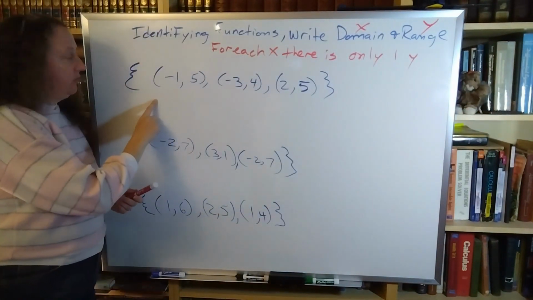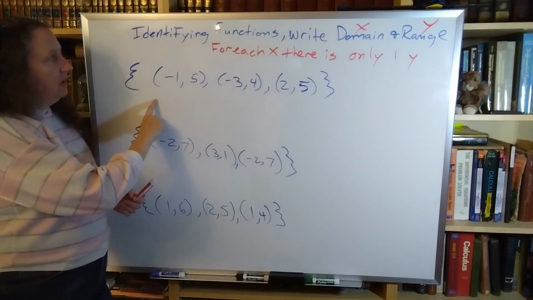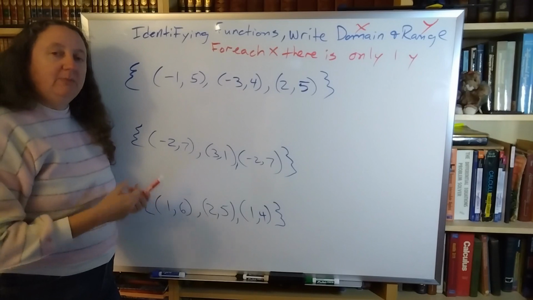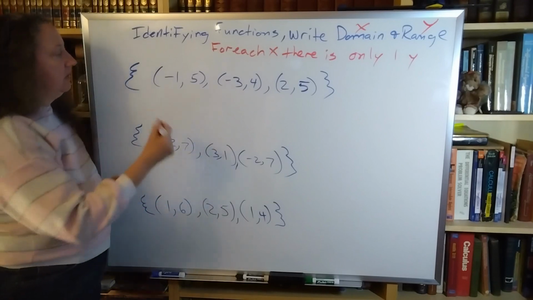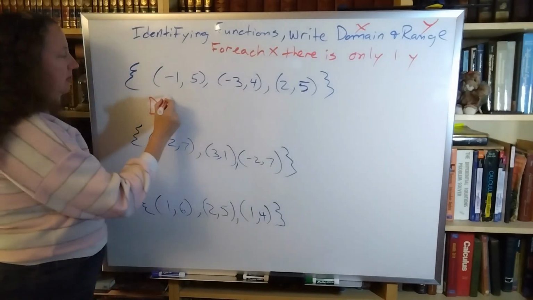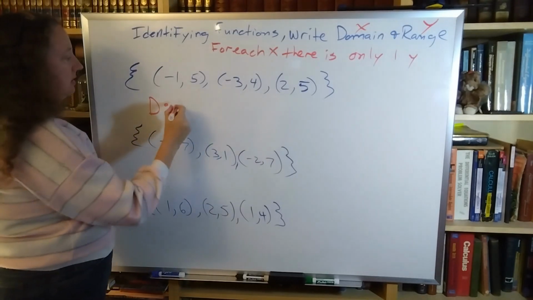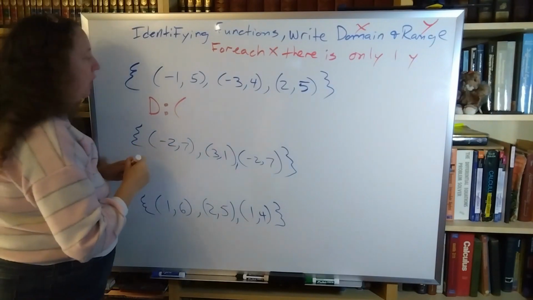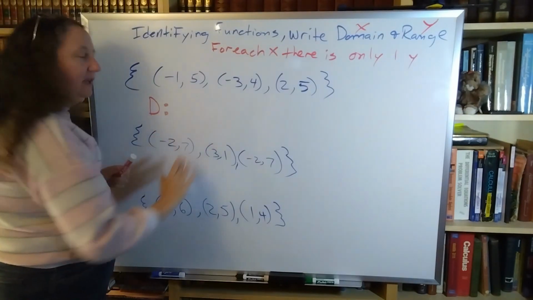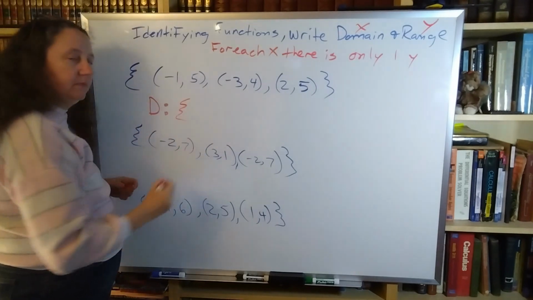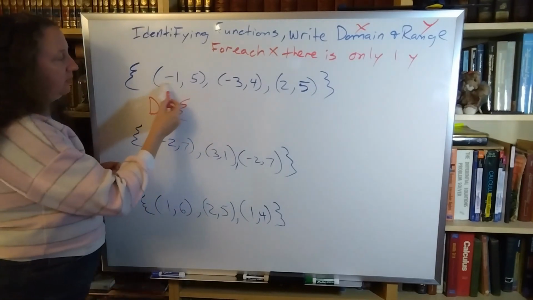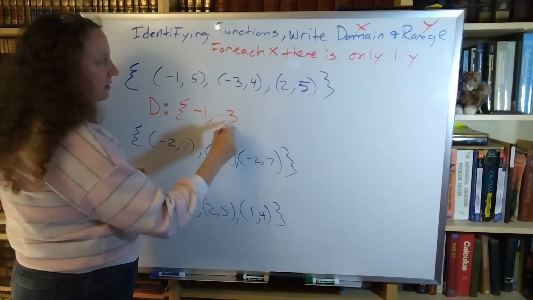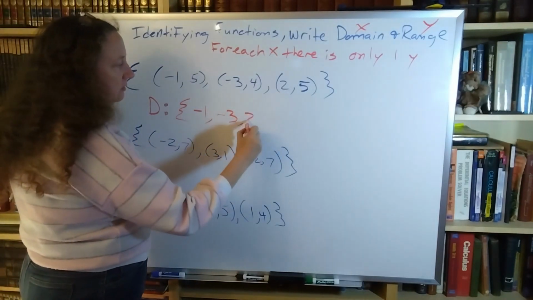So looking at my first example here, I want to first find out what my domain is. What are my x's? So my domain is going to be the numbers. I want this to be a curly brace to say that it's only these numbers. It's only going to be the -1, the -3, and the +2.